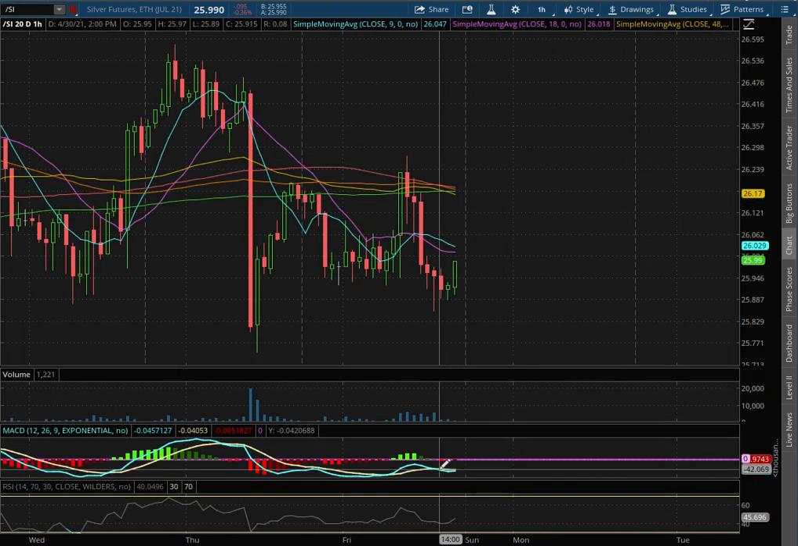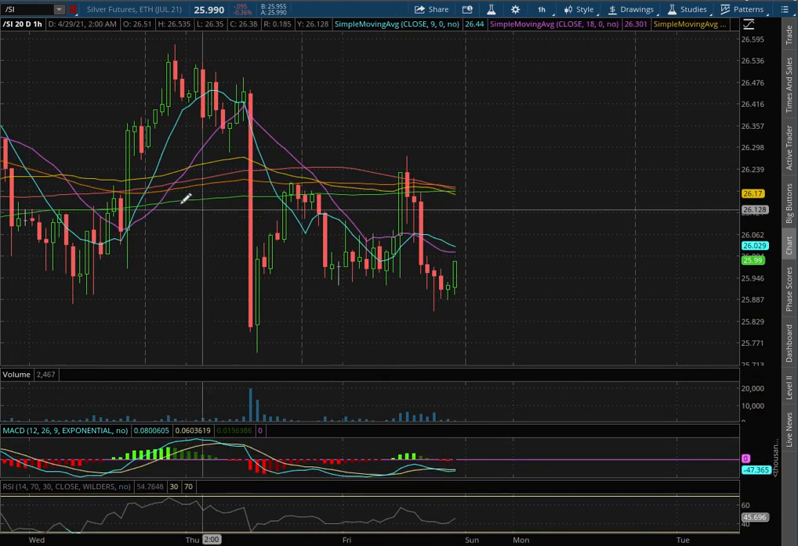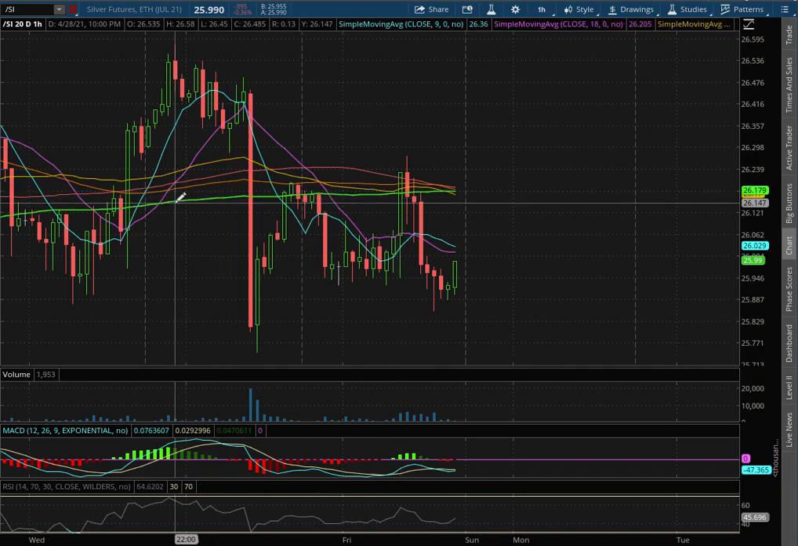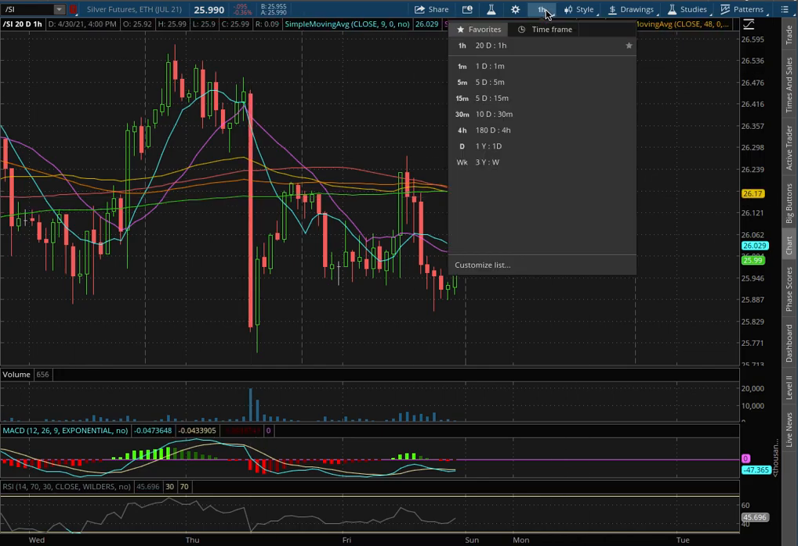We remain in negative MACD. We did see it diverge, and we're still below the 200 moving average, this green line, which will act as our temporary resistance at a price of $26.18.